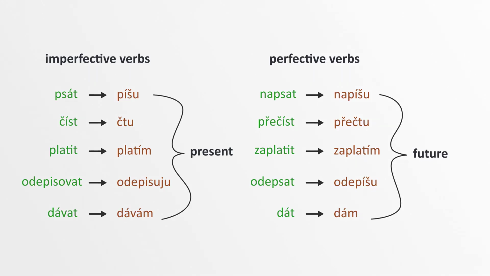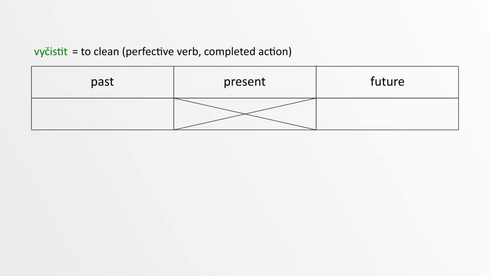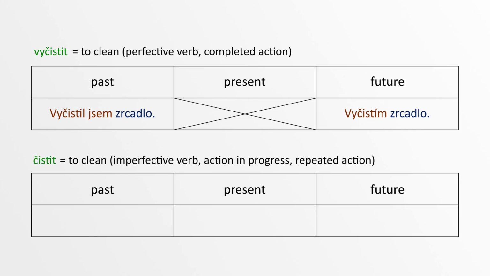Let's have a look at some examples. Take the perfective verb vyčistit, to clean something. Vyčistil jsem zrcadlo. I cleaned the mirror and finished it, which is past. Vyčistím zrcadlo. I will clean the mirror and finish it. That is future. Imperfective, čistit. Čistil jsem zrcadlo. I was cleaning the mirror. That's past. Čistím zrcadlo, I am cleaning the mirror, or I clean the mirror, that would be present, and budu čistit zrcadlo, I will be cleaning the mirror, that would be future.